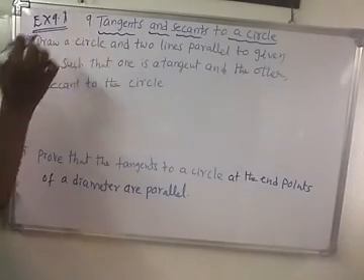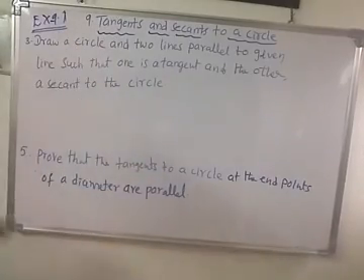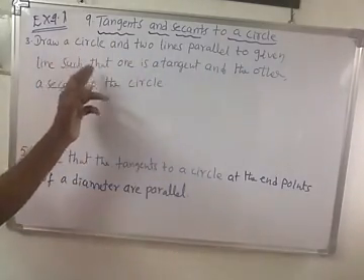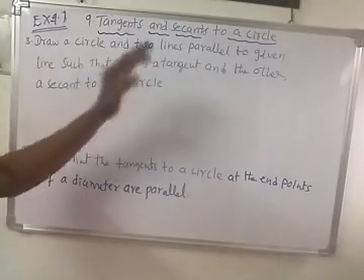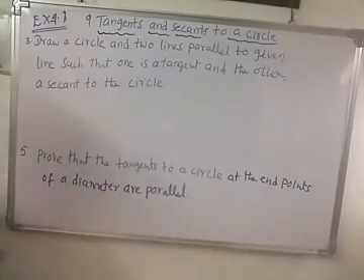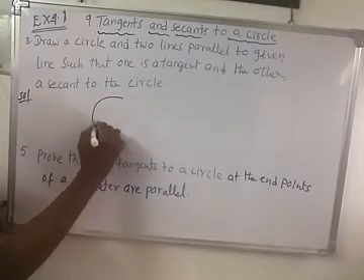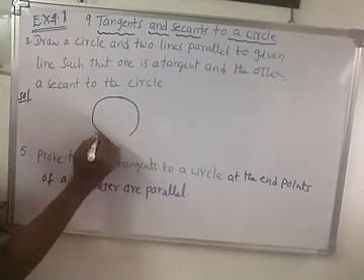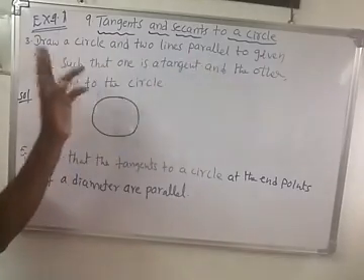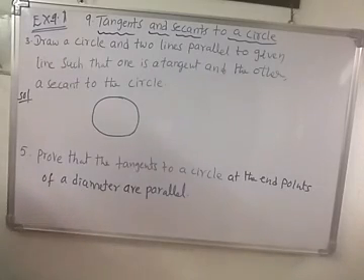Today we will solve some more problems in exercise 9.1. Okay, that is the third one. Draw a circle and two lines parallel to a given line such that one is a tangent and the other is a secant to the circle. So first of all, we draw a circle and two lines parallel to the given line.